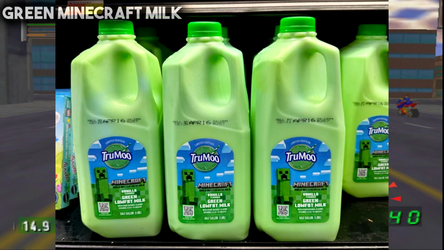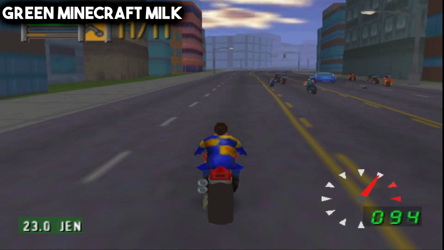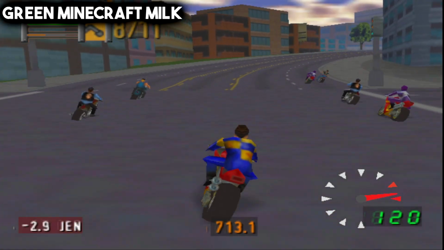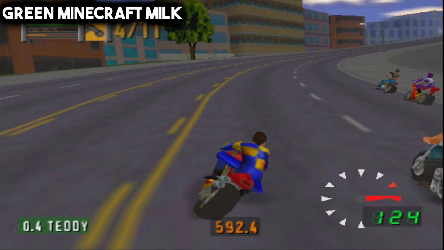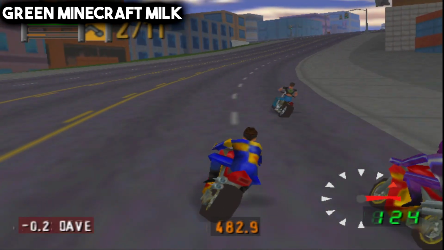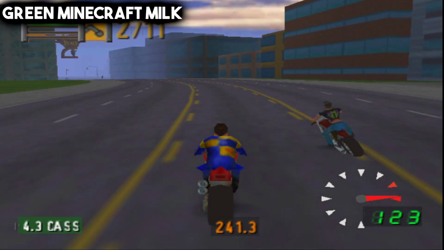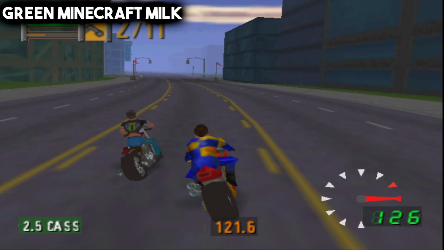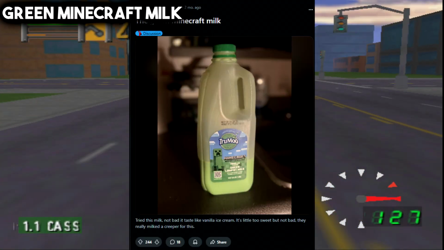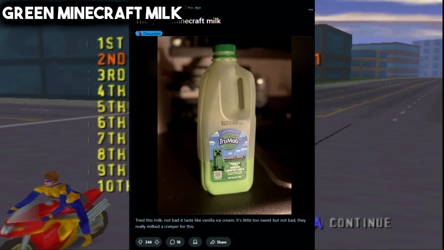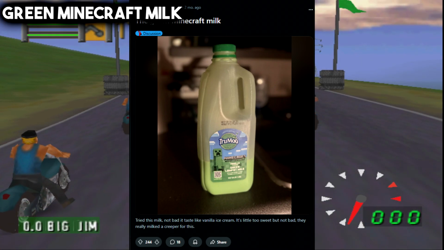Why does this even exist? Released in March 2025 as a limited edition promotion for the Minecraft movie, they somehow milked a Minecraft creeper and put it inside a gallon jug. I heard about this myself whenever it was out, but I unfortunately never got the chance to try it. According to a user on Reddit, the green Minecraft milk tasted like vanilla ice cream for some reason.